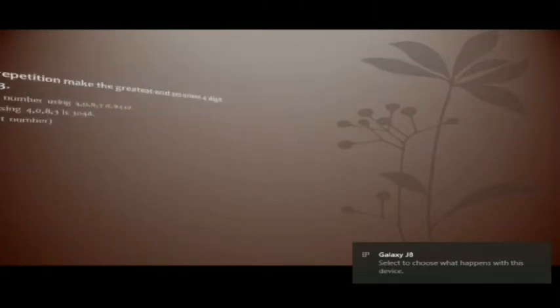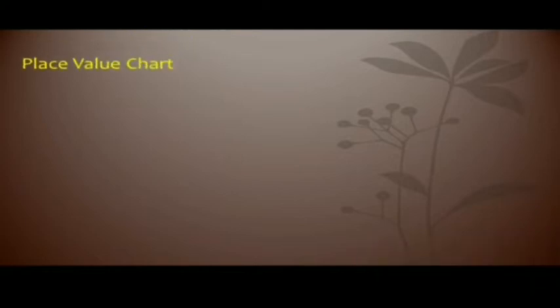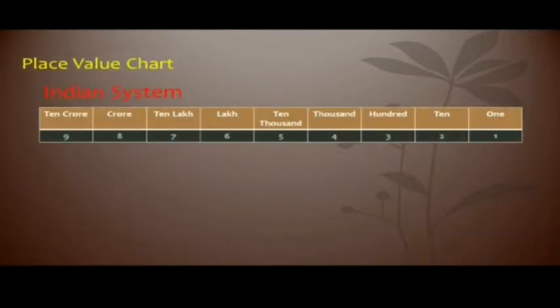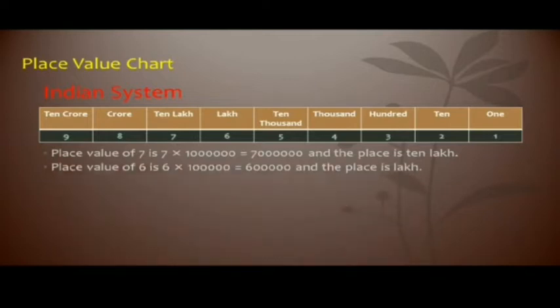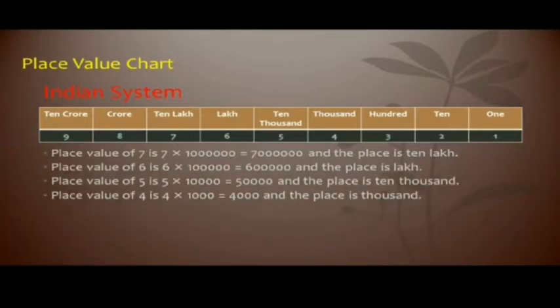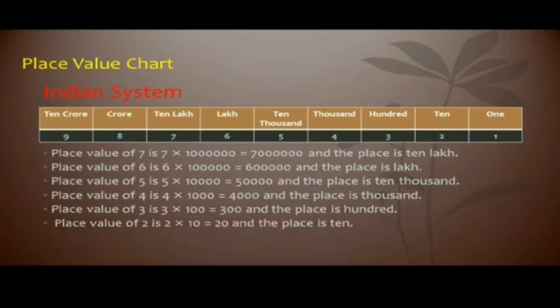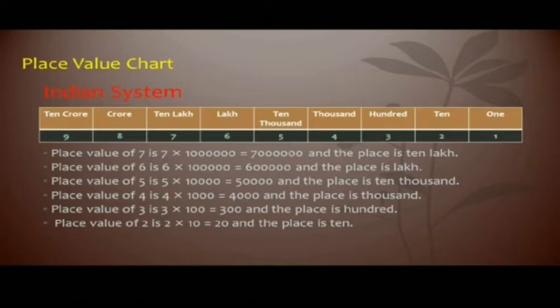Now here's a place value chart which tells about the place values in the numeral system. For example, the place value of 7 is 7 into 1 followed by 6 zeros. So it becomes 7 and then 6 zeros, and the place is 10 lakhs. So it basically means that if a digit has 6 zeros after it, then it is placed in the 10 lakhs place. So we can figure out how the rest work, right?